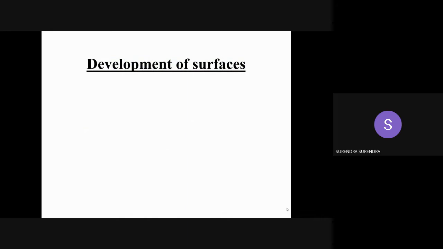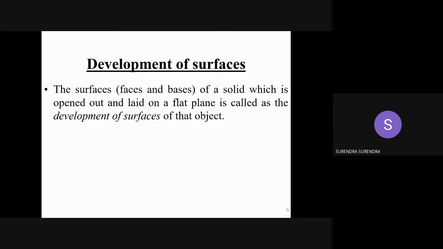Okay. So the next topic is in the fifth unit, development of surfaces. So what is the development of surface? Suppose you open a solid object, assuming the object is made of a thin sheet or paper. If you open the complete solid and place it on a plane surface, the shape you get is the development of surface of that particular object.